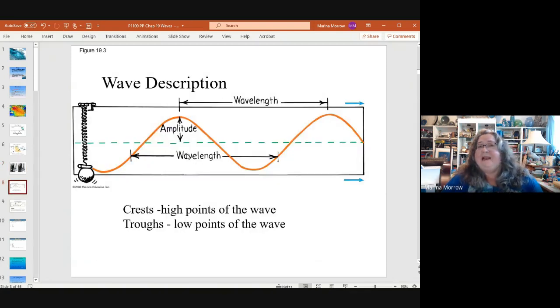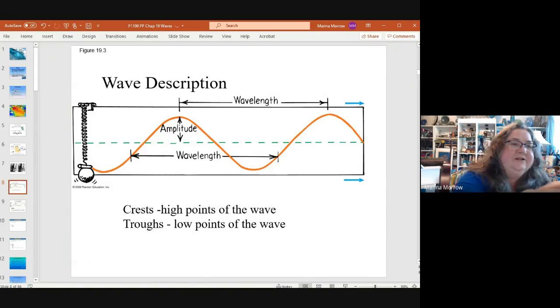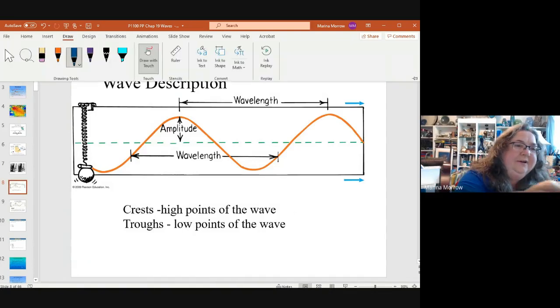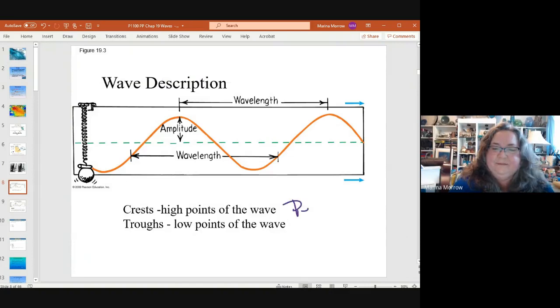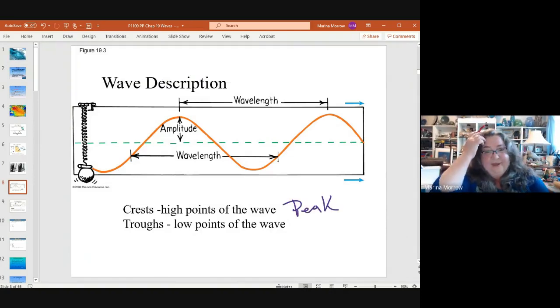Okay, so terminology is important for understanding or talking about wave motion. So we've already talked about a few things here. Crests are the high point of the wave, or being an engineer, I usually call them peaks too. Peaks is another way to talk about them. Okay, and troughs are the low points of the wave.